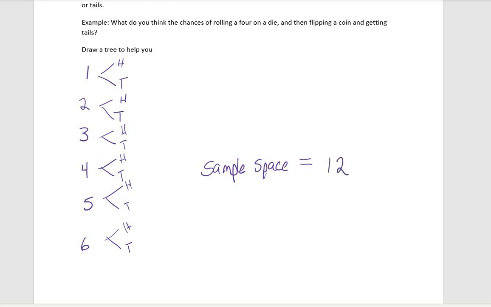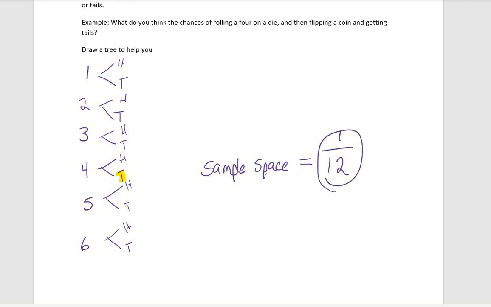And we want to count how many times the outcome of getting a 4 and getting tails happens. So getting a 4 and getting tails, well, that only happens once. So that would be our probability.